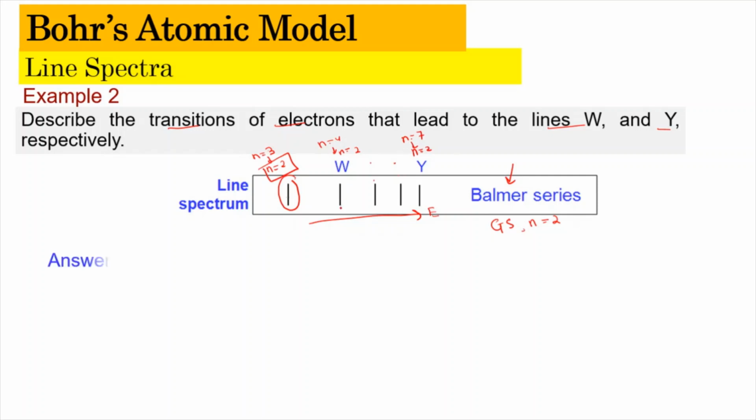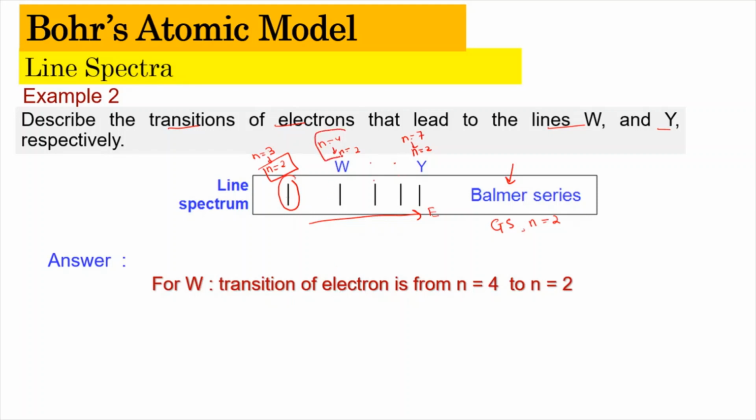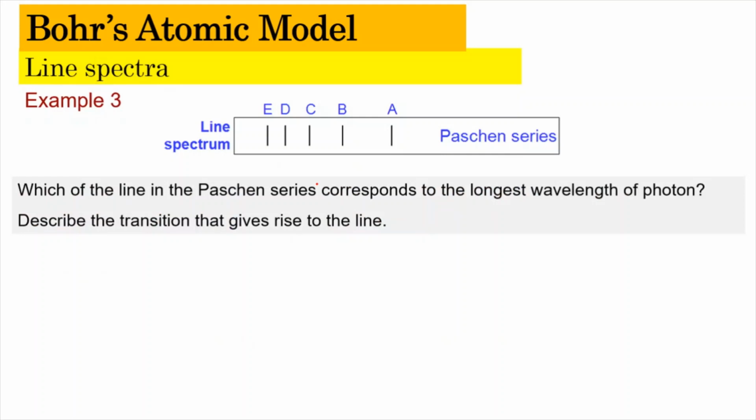Okay, so we can say that W occurs when there is a transition of an electron from n equal to 4 to n equal to 2. For Y, you can say that it happens when there is a transition of an electron from n equal to 7 to n equal to 2. As simple as that. Now we're going to move on to example number 3.